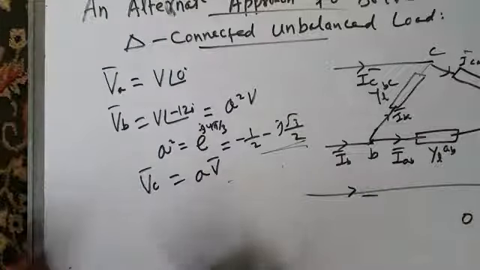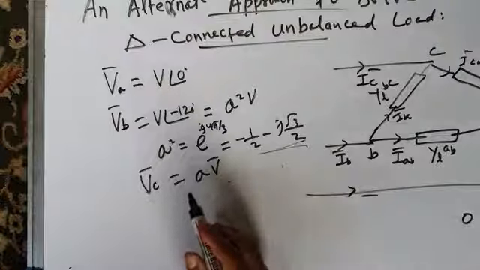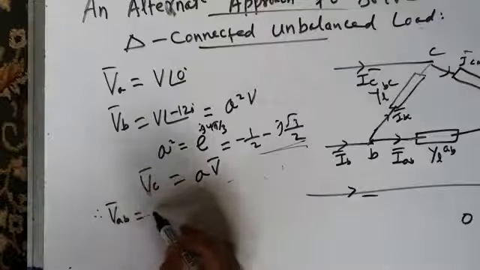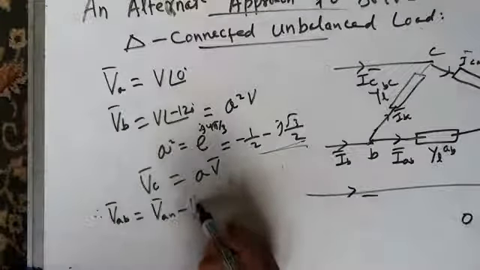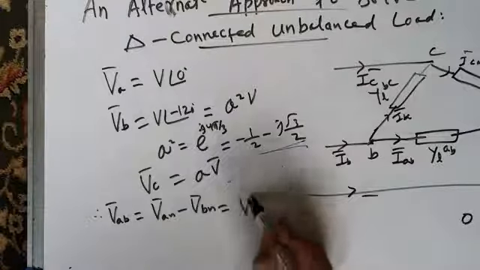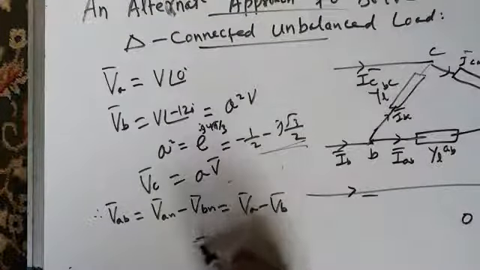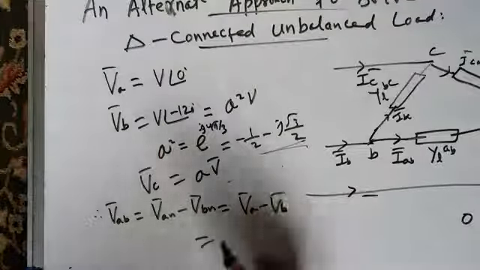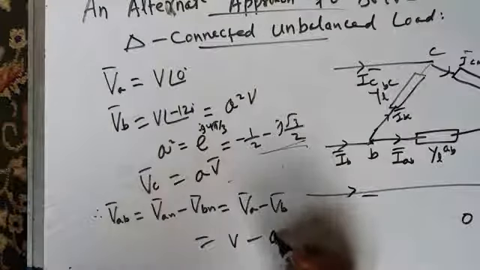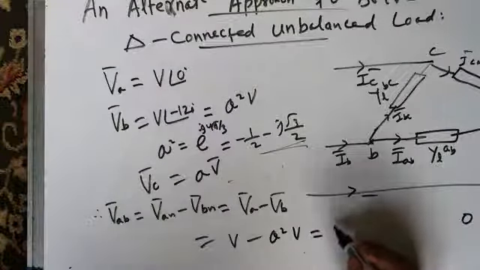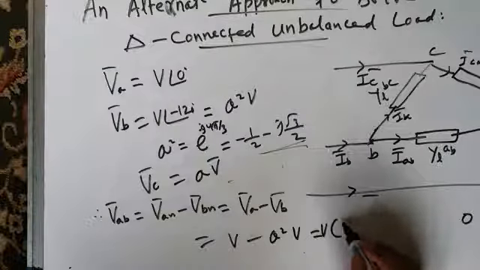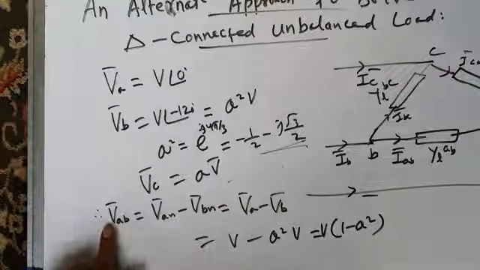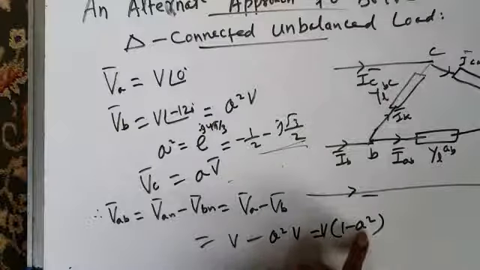So if you use this, then we can find the line-to-line voltages. What will be the line-to-line voltage VAB? It will be VAN minus VBN, of course VA minus VB. VA we already have, that is V at an angle of 0 degrees. Or simply we can write V minus VB, and VB is A square V. If you take V common, it will be V times (1 minus A square). This is how we can find the line-to-line voltage in terms of the operator A.